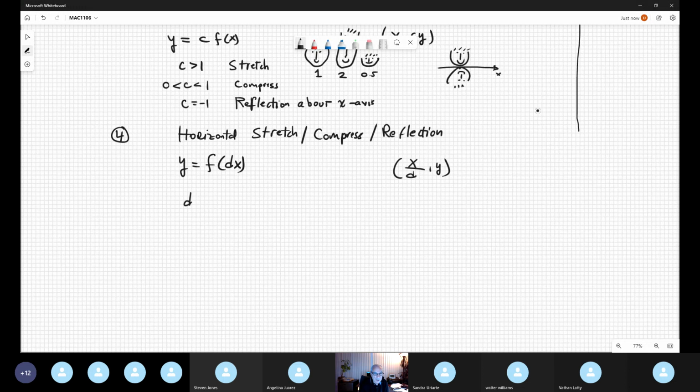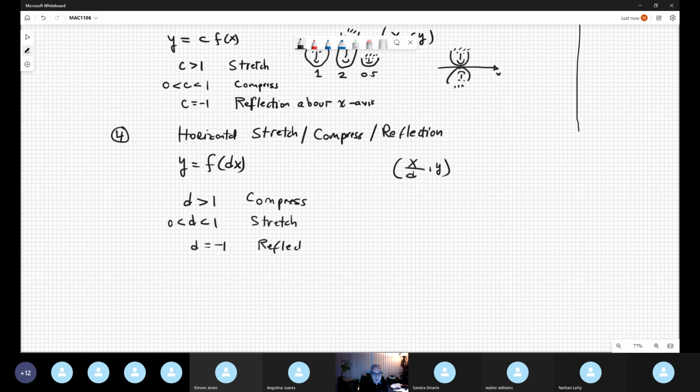Now, you have again 3 categories: d greater than 1, d in between 0 and 1, and d negative 1. In this case, d greater than 1 is compressed, completely opposite. You see now in the animation. This is a stretch, and this is a reflection.